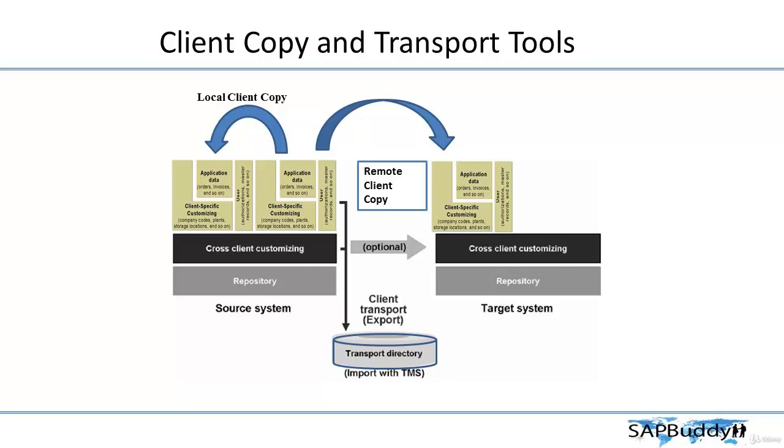The local client copy means copying a client within the system, and the remote client copy means copying a client to another system using RFC. The client transport is also kind of a client copy, but you can transport the settings of the copied client information as a transport file, as a TR file. Then you can import it to a different system. That means you can make it a file, copy it to another system and import it. So we have three methods of client copy: local client copy, remote client copy, then client transport.